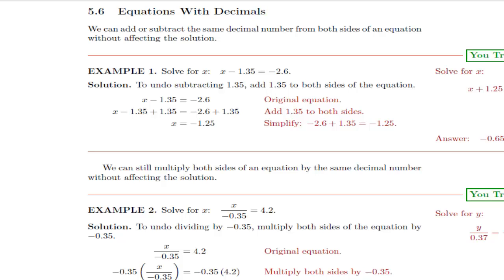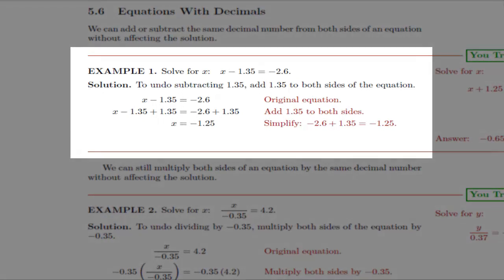We can add or subtract the same decimal number from both sides of an equation without affecting the solution. Example 1. Solve for x in the equation x minus 1.35 equals negative 2.6. Solution: to undo subtracting 1.35, add 1.35 to both sides of the equation. We get x minus 1.35 plus 1.35 on the left and negative 2.6 plus 1.35 on the right. So on the left, negative 1.35 plus 1.35 is 0, so we're left with x, and on the right, negative 2.6 plus 1.35 is negative 1.25. So x equals negative 1.25.